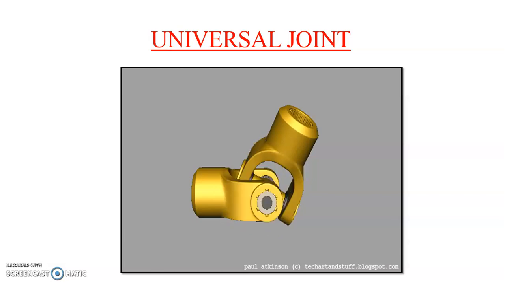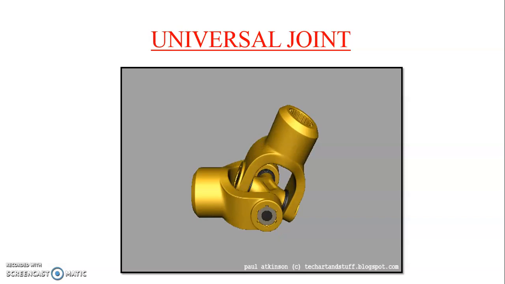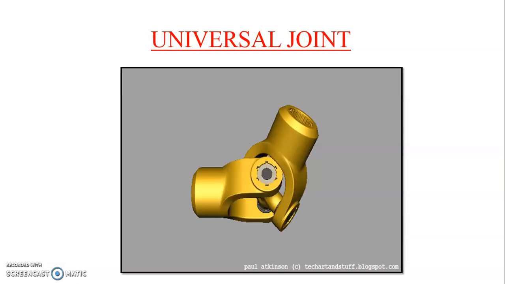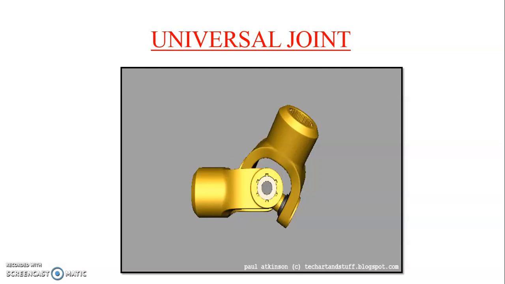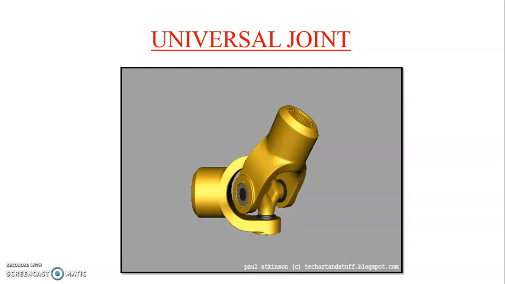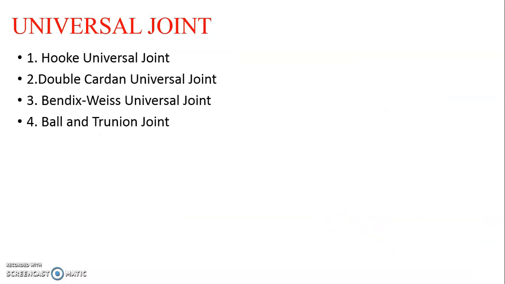After that we saw the universal joint. The purpose of this joint is to transmit power from the gearbox to the propeller shaft when the two shafts are at some angular position, while the velocity must remain the same, with no change in velocity. That is done by the universal joint, which we can also call a Hooke's joint. There are two yokes and one common part called the spider. One universal joint is between the gearbox and propeller shaft, and another is at the end of the propeller shaft and the input of the differential shaft. We have seen there are a number of universal joints.